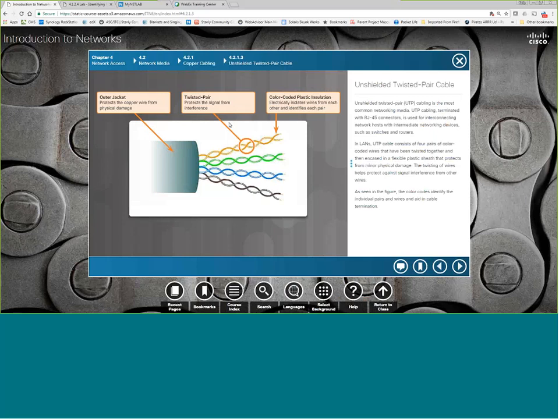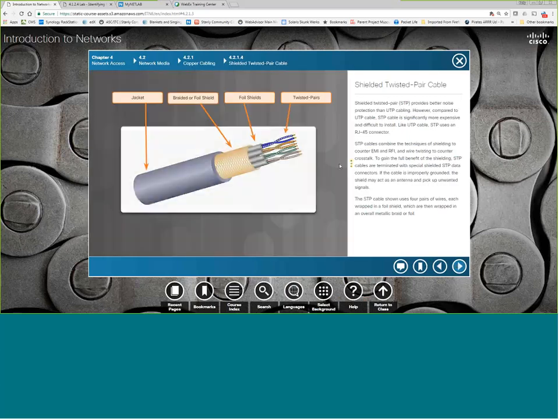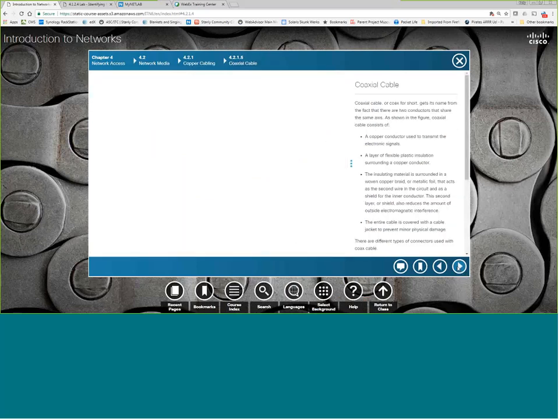Still twisted pair, protects from interference, and you've got color-coded plastic so you know the wire pairs. You'll hear me say white, orange, orange. You'll hear a lot of telecom people say orange, white, orange. It's just the way telecom people do it sometimes. The outside jacket on shielded twisted pair is a little bit thicker than on unshielded. You've got your foil shield. You can even have foil shields around each individual pair, and then you still have 4 pairs or 8 wires. Harder to work with, harder to terminate, but more secure.